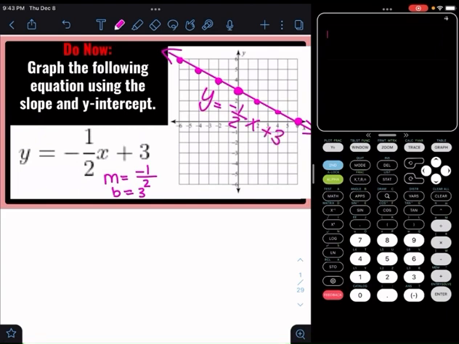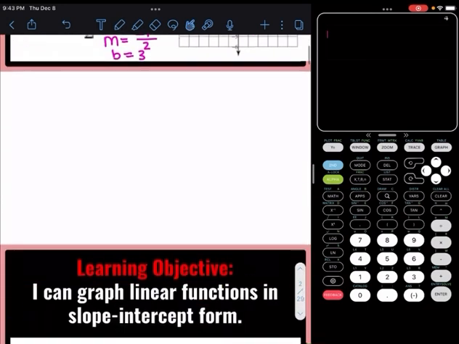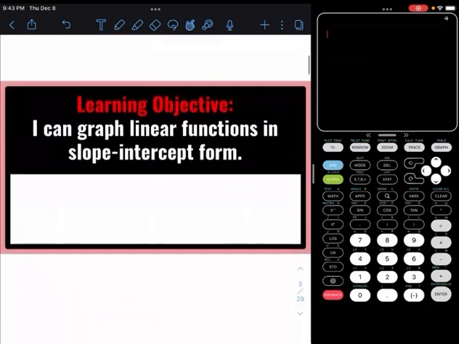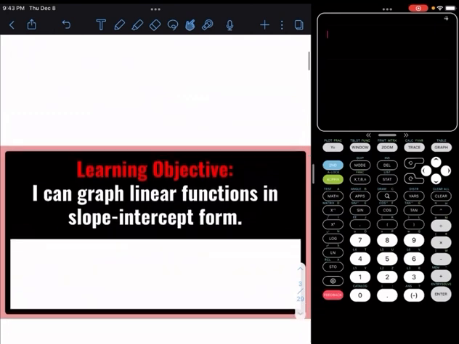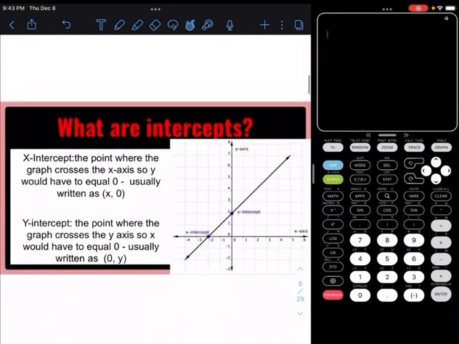I graphed my y-intercept, I graphed a few points using slope, I connected my points in a straight line, I put arrows, and I labeled. Perfect. So now today we are going to learn how to graph linear functions that are in slope-intercept form by using our calculator. So, just remember, let's first go over what are intercepts.